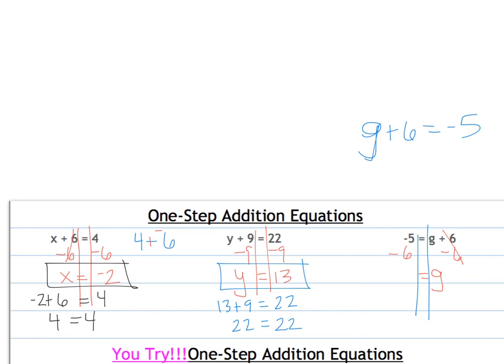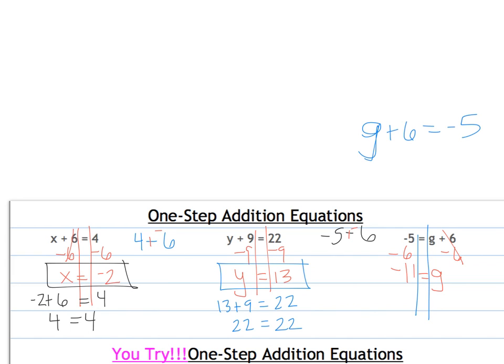Here I have a negative 5 minus 6. Add the opposite. I have a negative plus a negative. I'm getting more negative. 5 plus 6 is 11. So my answer right now is g equals negative 11.